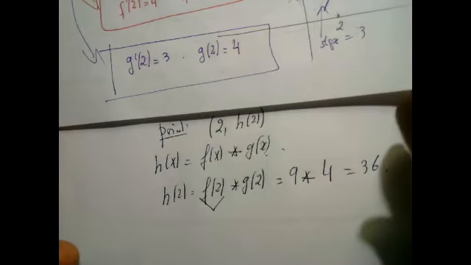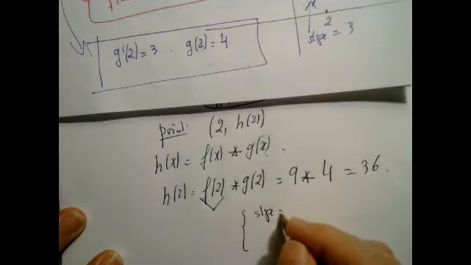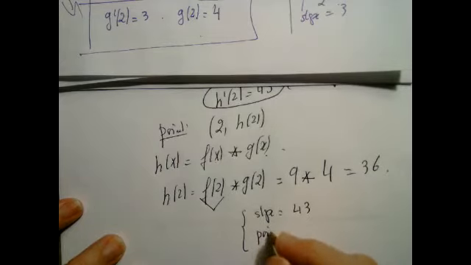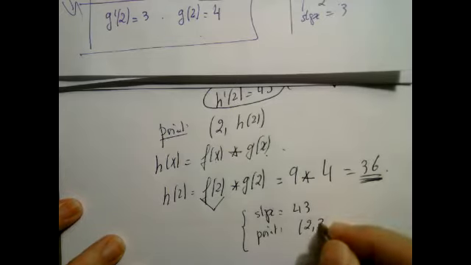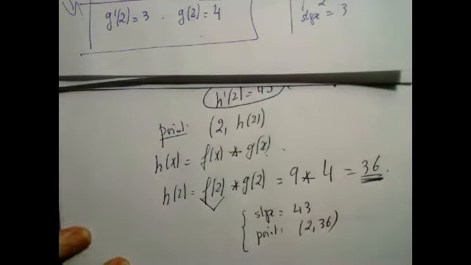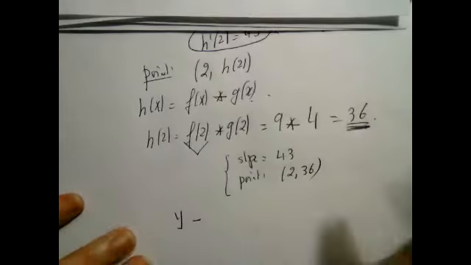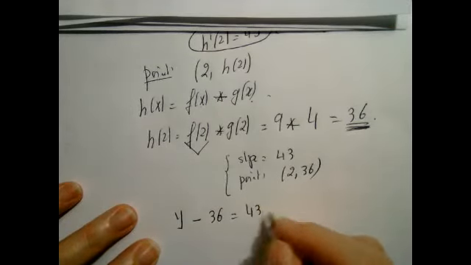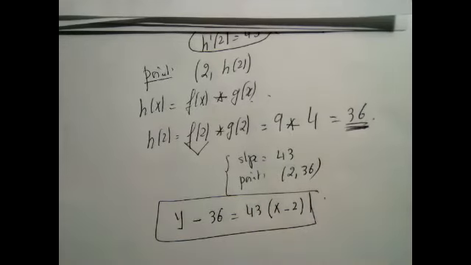Now I combine everything I know and I find the equation. So now I know the slope is this huge number, 43. The point is 2, and the output at 2, which is 36. And my equation becomes y minus 36 equals the slope times x minus 2. And you guys can finish the math.